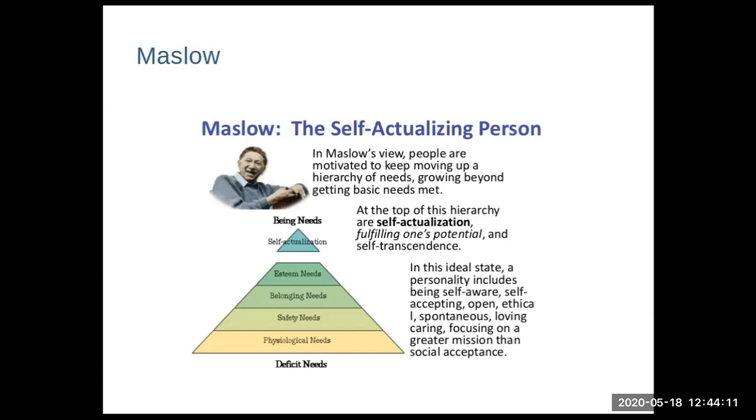But before you can get to that, you can see there's a bit of a separation in this hierarchy, in this pyramid, between some of the needs and then being able to actually get into self-actualization and self-transcendence. So really quickly, let's see what the words are at the bottom right. In an ideal state, once you get there, a personality includes being self-aware, self-accepting, open, ethical, spontaneous, loving, caring, and focusing on a greater mission than just being part of something.